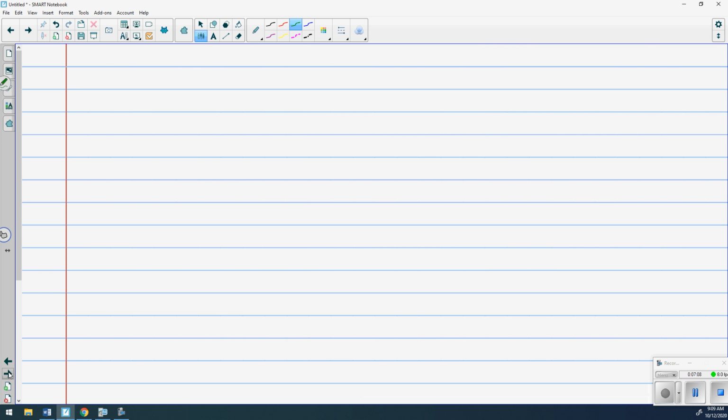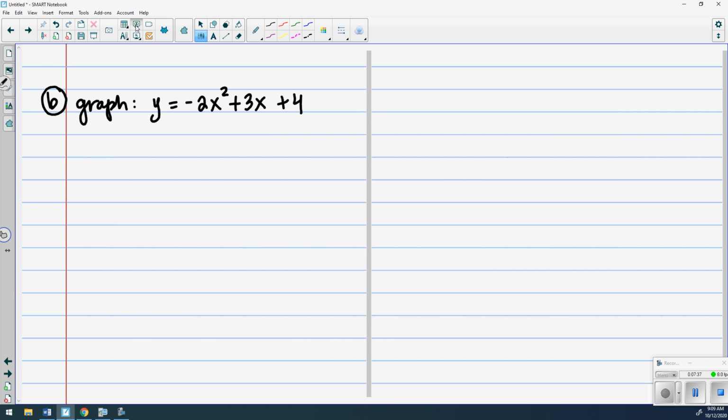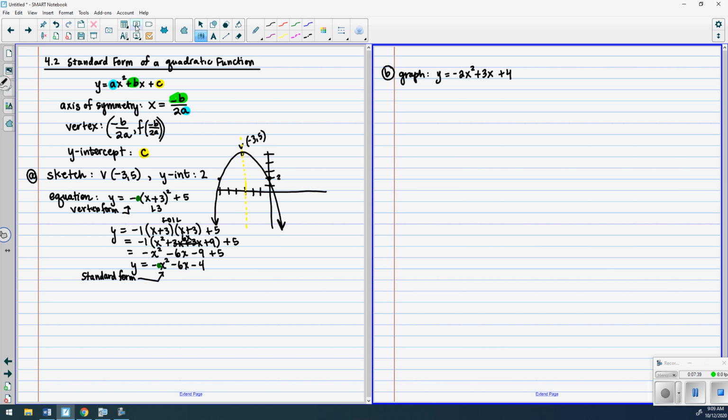So I need to turn the page. Do you still have enough room? Here is example B. In example B, what we're going to do, pretty straightforward, is graph y equals negative 2x squared plus 3x plus 4. So I have to recall those formulas for the axis of symmetry, the vertex, and the y-intercept. All right, I got this.